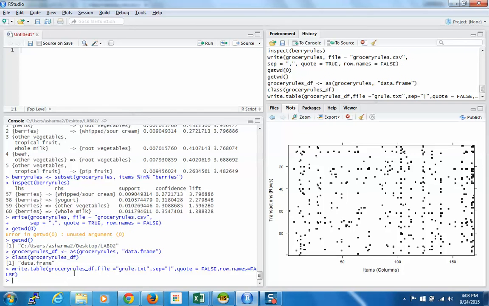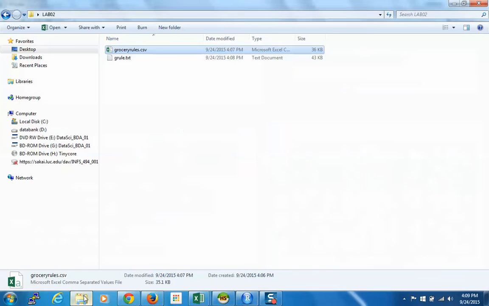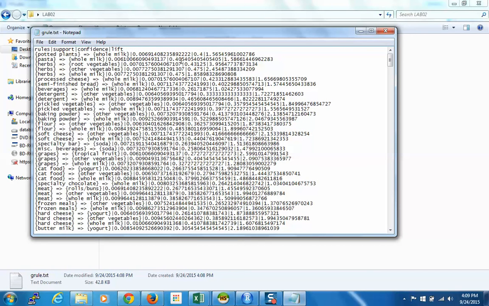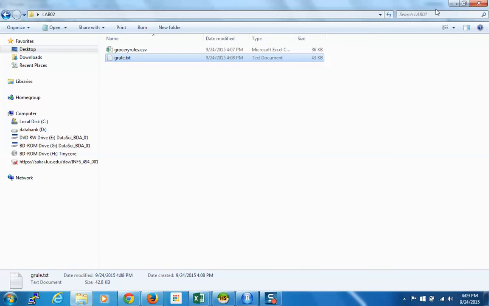and so now this grule.txt should be created in our lab02 folder, and it is here. So it is a .txt, not a CSV file, and instead of comma, it's separated by pipe. This is another way in which you can create a text file, or you can write a data frame to a text file, and you can play with that.